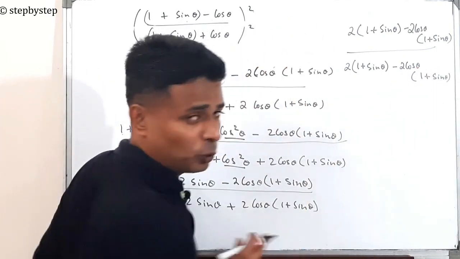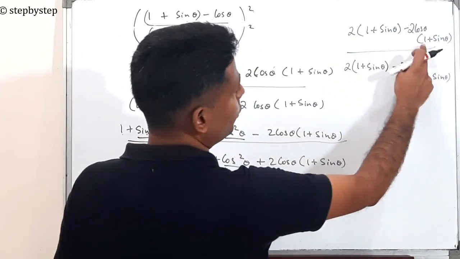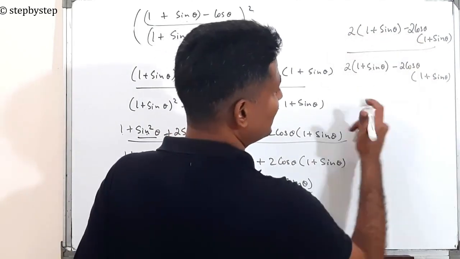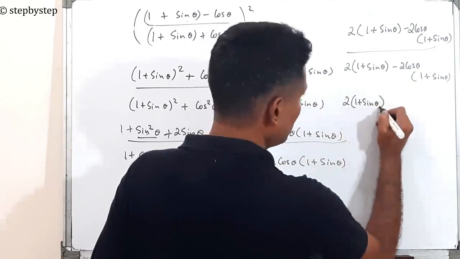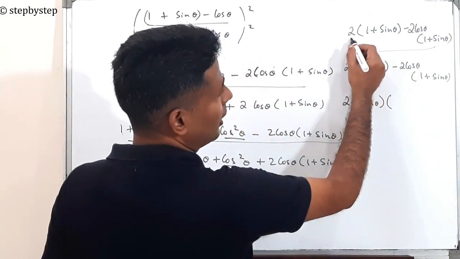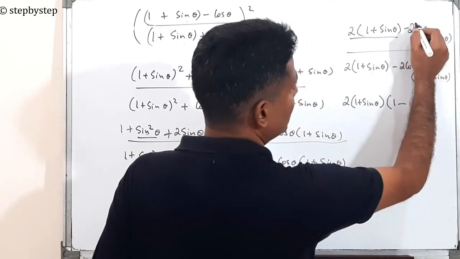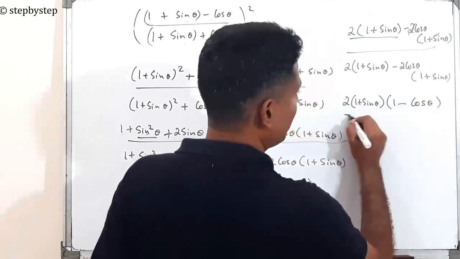Now there are only 2 terms. If you remember, what are terms? Separated by plus and minus. So there are only 2 terms here. What is common in these two? 2 and 1 plus sine theta is common. So I will take 2, 1 plus sine theta common, which means what will remain here? I have taken the entire thing common, which means 1 will remain here, minus this 2 and 1 plus sine theta I have taken common, which means cos theta will remain here.